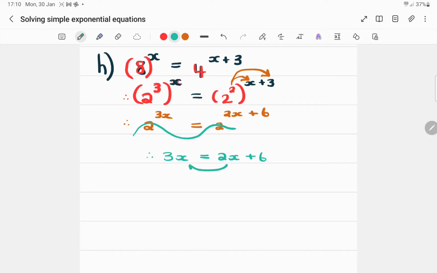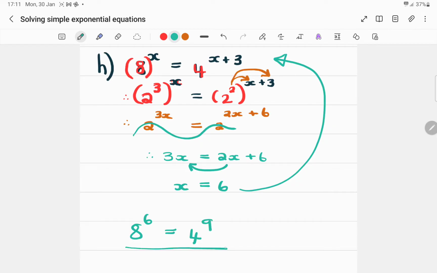And if you throw the x's, bring all the like terms together, it's going to become a minus x. 3x minus 2x is x, is equal to 6. Okay, and then you can always go back and put your answer in the top there and see whether it makes sense. Does 8 to the power 6 equal 4 to the power 6 plus 3, which is 9? You can go put that in your calculator and just go test it as well.